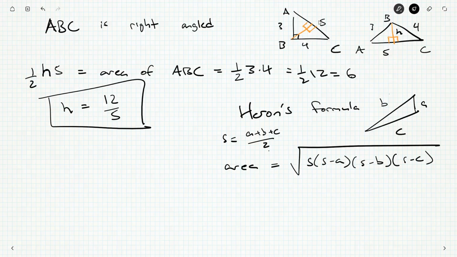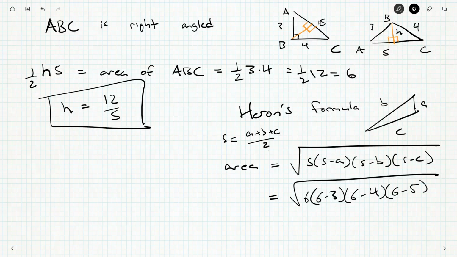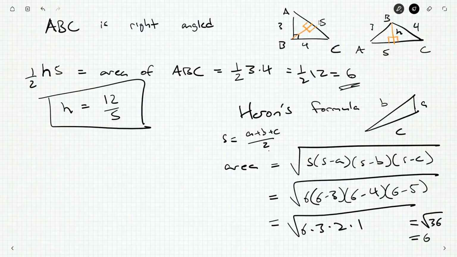and we square root the whole thing. So, for example, with 3, 4, 5, 3, 4, 5 adds up to 12, divided by 2 is 6. So in this case, it would be square root of 6, 6 minus 3, 6 minus 4, 6 minus 5. Okay. You will never get S minus something being negative. Try and prove that with triangle inequalities. 6 times 3 times 2 times 1, well, that's 6 times 6, so square root of 36 is just 6. And yeah, that's the area that we found.